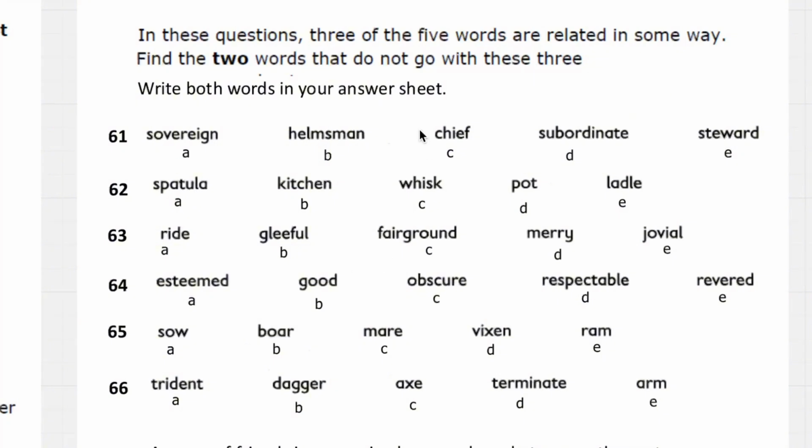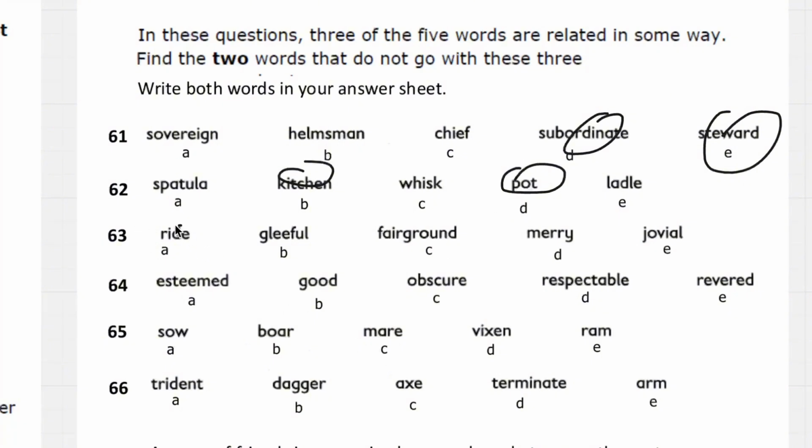We're going to find out the odd ones out. So 61, we get D and E, because if you know, these are all high up in hierarchy in like medieval England or something. But if you are someone's subordinate, you're inferior, and a steward was someone who looks over the house, so it's lower in hierarchy. 62, we would get kitchen and pot, so spatula, whisk, and ladle are all some sort of serving cutlery or cutlery that you cook with, but pot is crockery, like pots and pans.